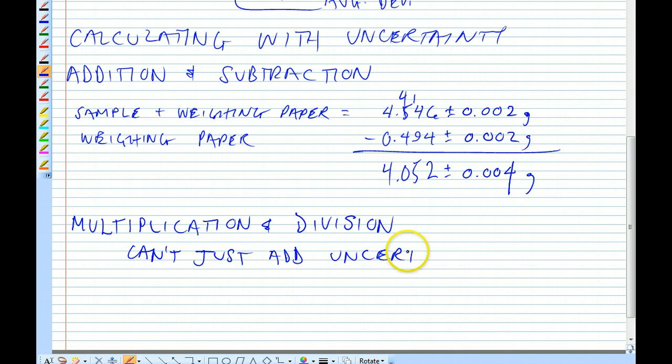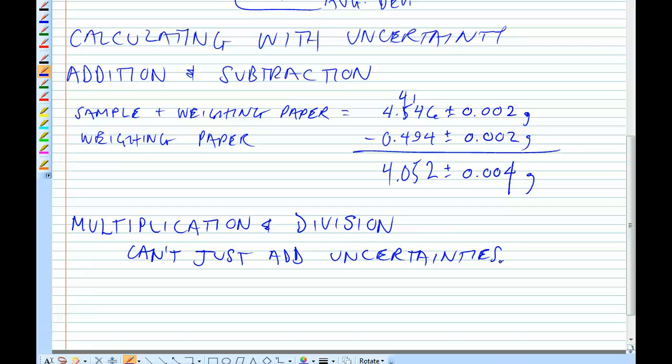The simplest reason is because you could be multiplying or dividing numbers with different units. Grams per cubic centimeter. So you're dividing grams by cubic centimeters. You can't add an uncertainty in grams to an uncertainty in cubic centimeters. It doesn't make sense. They're different units. You can divide them because then you're just giving me a ratio. You're not saying they're the same units.